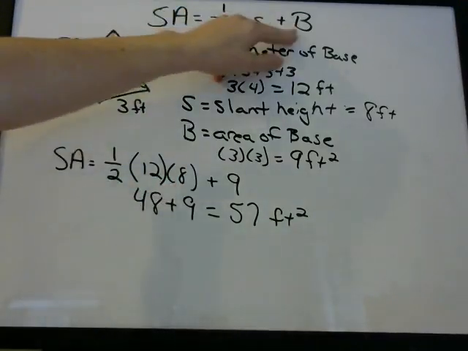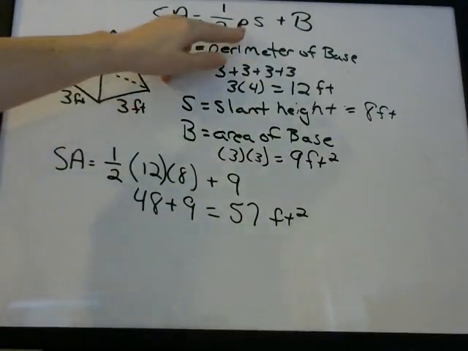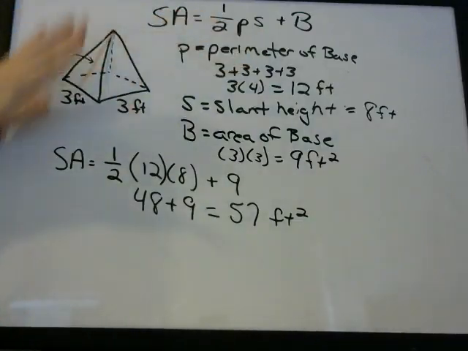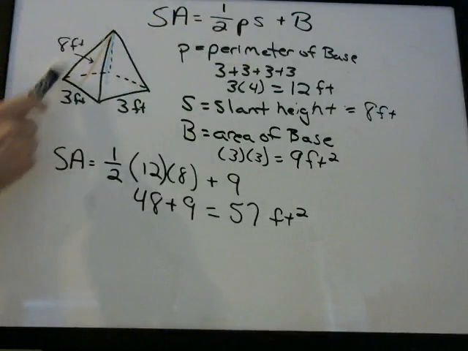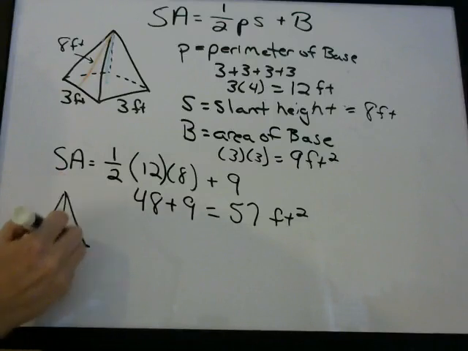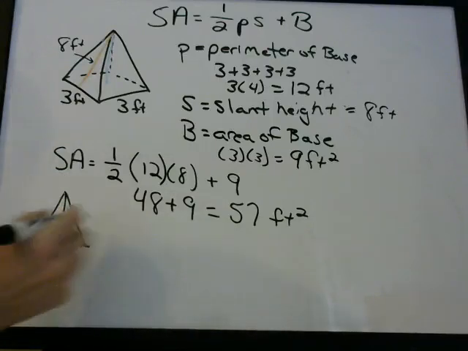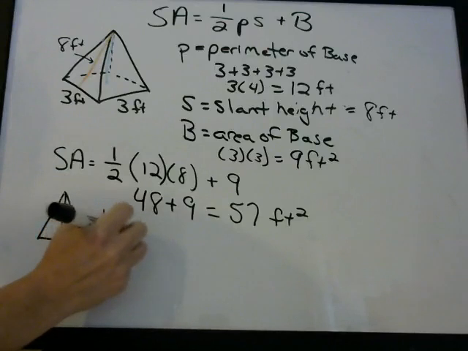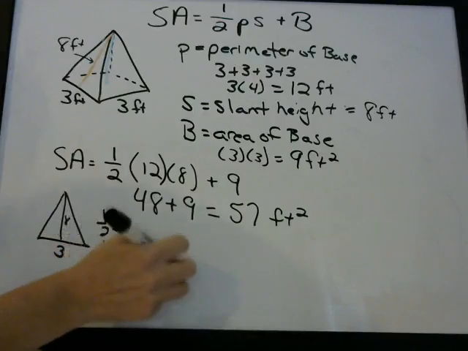So you need to understand this formula. This is the base of the bottom, the area of the base, which is the bottom. This part of it is giving you the total surface area for those four triangles. Because if you look at one of the faces, all you have is a triangle whose height is 8 feet and whose base is 3 feet. What's the area of this triangle? It's 1/2 base times height. That's 1/2, 3 times 8 equals 12.